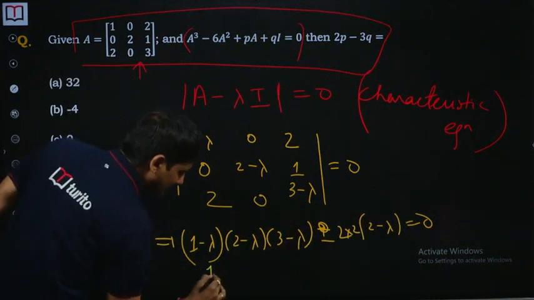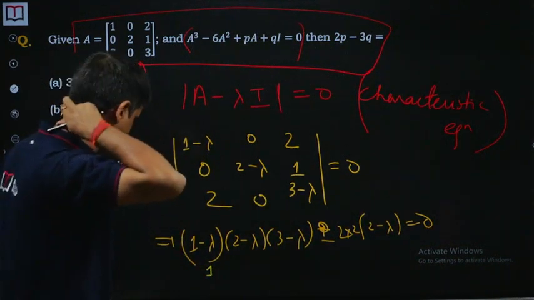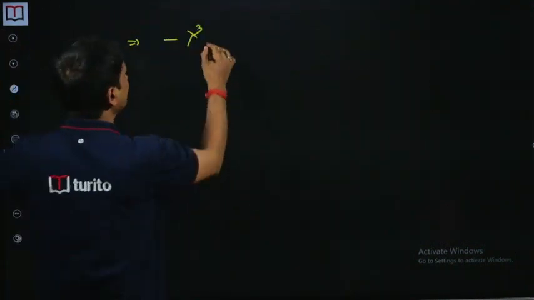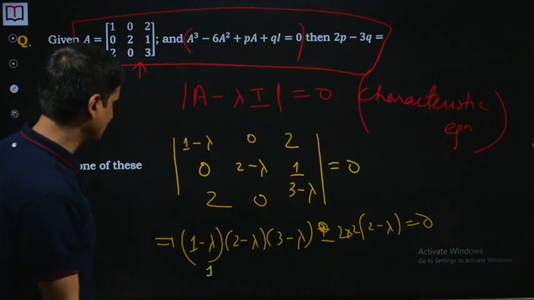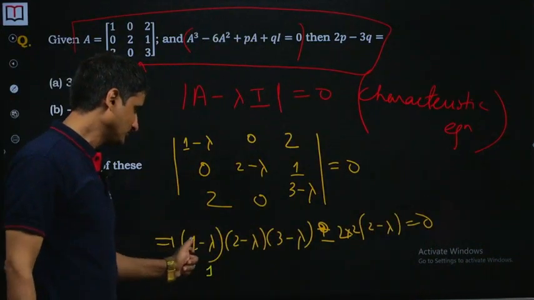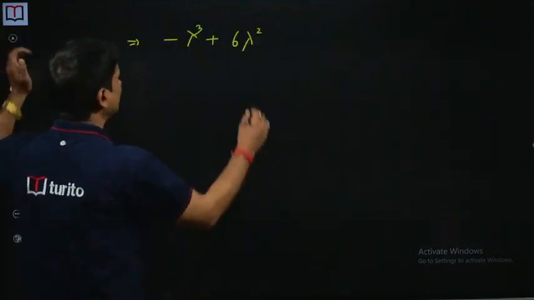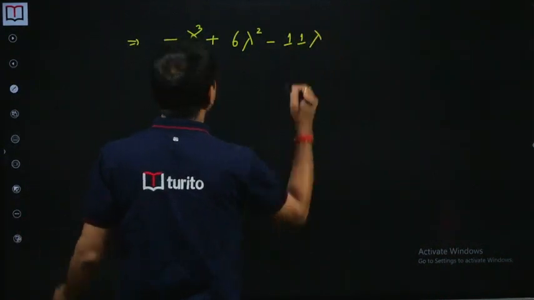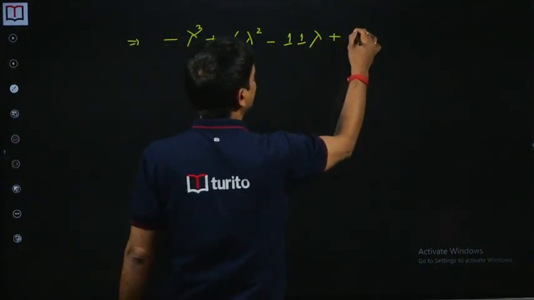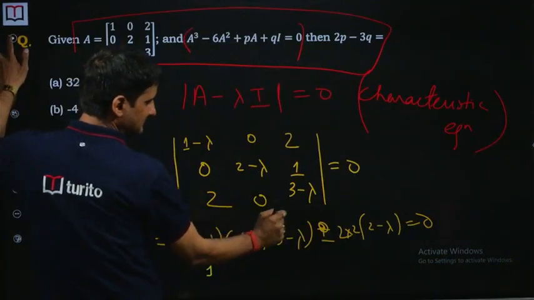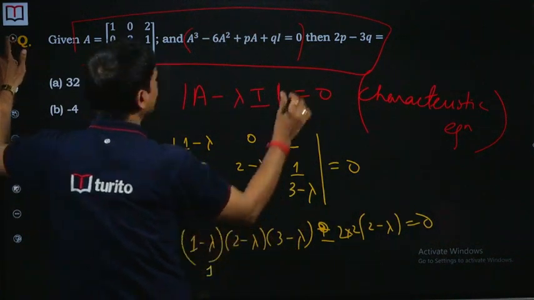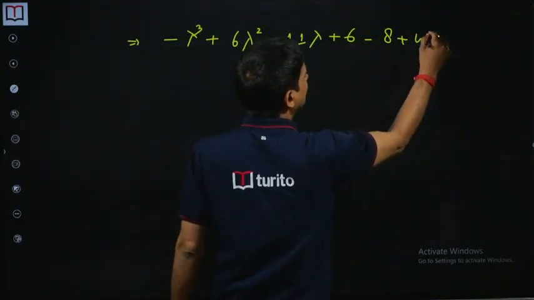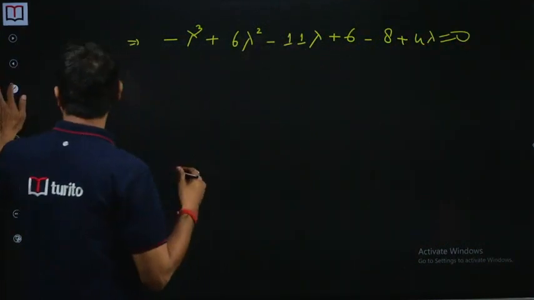Then how much will that be? So okay, just a minute. For lambda square, it's 6 plus 6, so 6 lambda square, and then for lambda it will be 3, 2, 6, 2, 9, 11. So it's minus 11 lambda, and then 1 2 3, 6, plus 6. Now rest is minus 4 minus 8 plus 4 lambda, right? Minus 8 plus 4 lambda equal to 0. Now that's our characteristic equation.